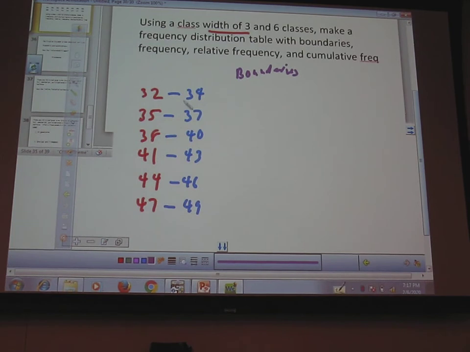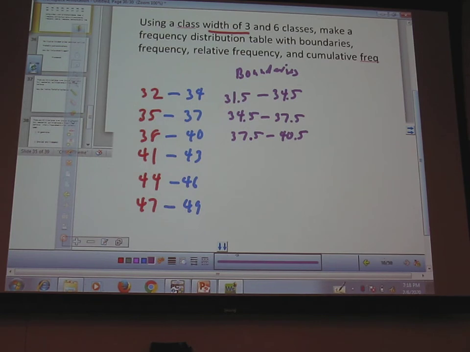Well, between 34 and 35 is what? 34.5. And then between 37 and 38, 37.5. Between 40 and 41, 40.5. Everybody on board with that? To get back to this one up here, I could just subtract 3, because these are all separated by the class width. So that would be 31.5. Everybody kind of see where that one came from?